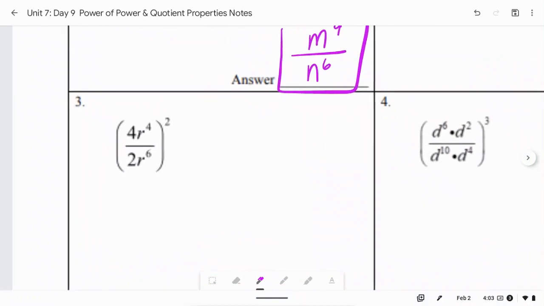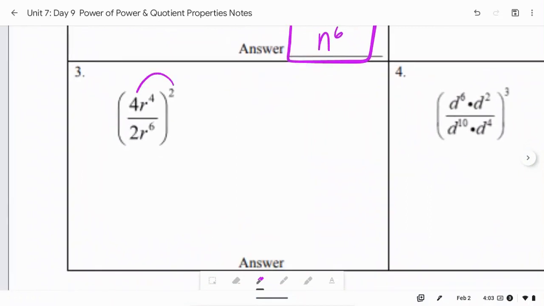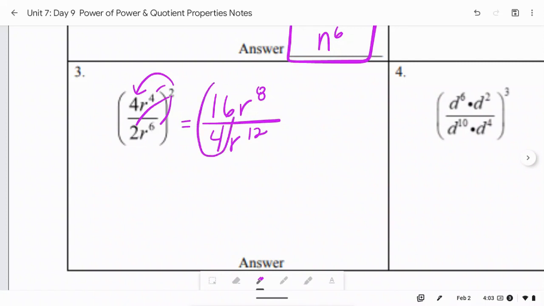In example 3, same thing, we're going to distribute. So 4 to the 2nd power is 16, then multiply the exponents to get r to the 8th. Then 2 to the 2nd power is 4, multiply the exponents to get r to the 12th. So then it becomes a division problem. So I'm going to reduce 16 over 4. That's going to equal 4. And then subtract the exponents. So 8 minus 12 is r to the negative 4th power.